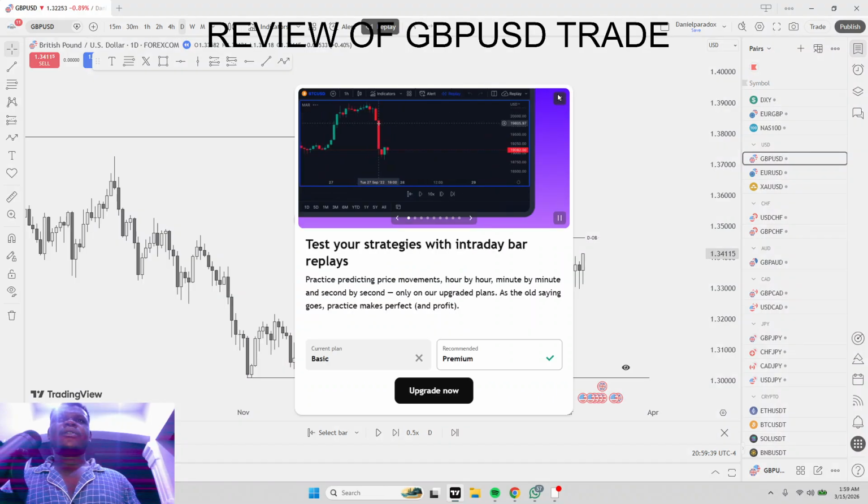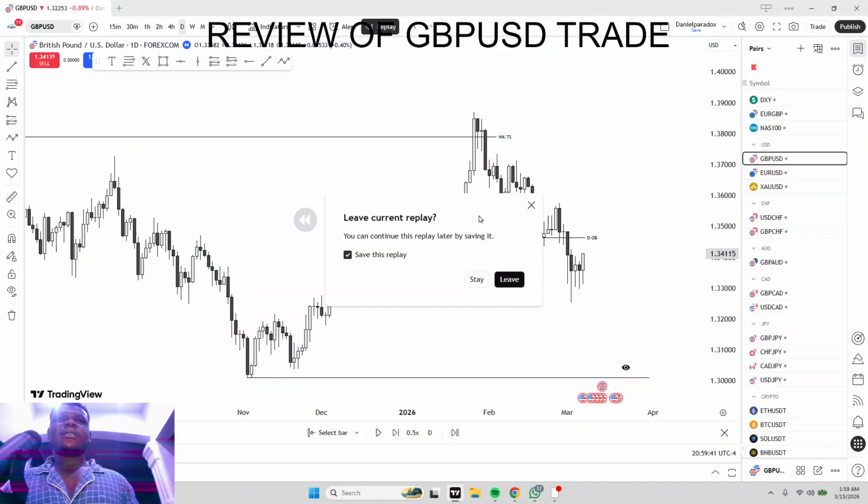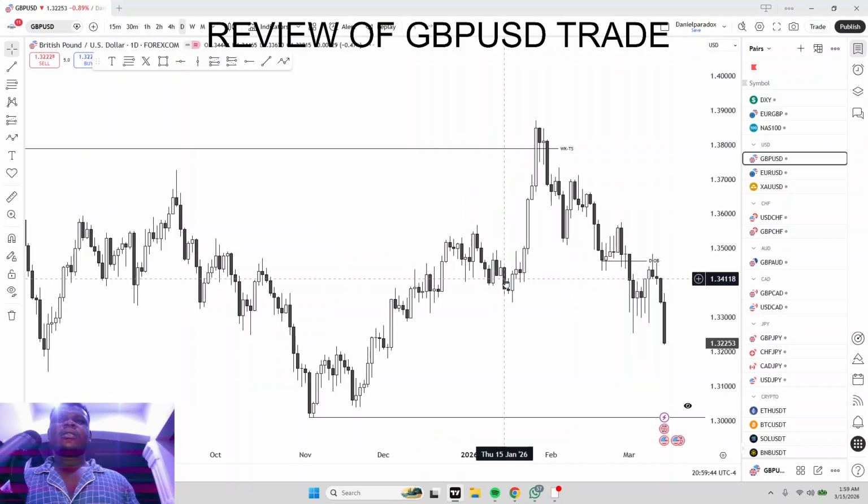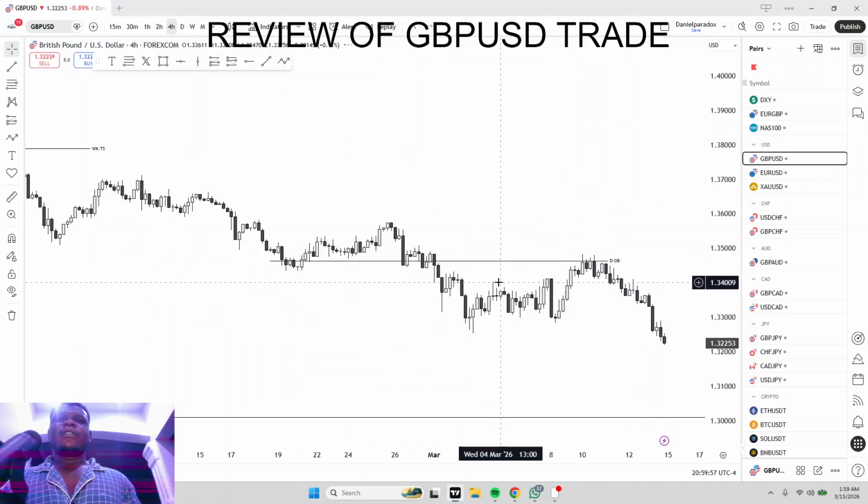Okay, so I have to stop this. So you see what happened? It got to that order block and sold. But this is not the only major reason why it sold. Let's look at the 4 hour time frame.